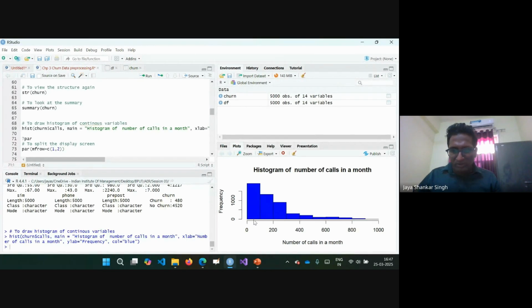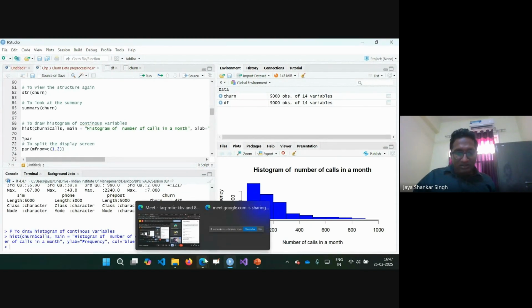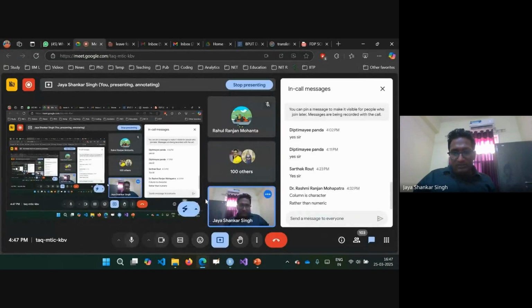Okay, the majority of people come on the lower side, they don't talk much. Number of calls in a month, they are making very limited calls. The zero bin has the highest count. If you look at the frequency, it is around 1,000. The people are not making that many calls. You get some fair idea about the data. Clear to all of you?